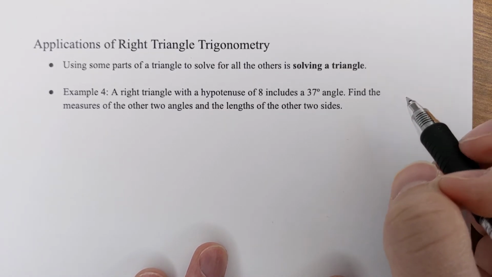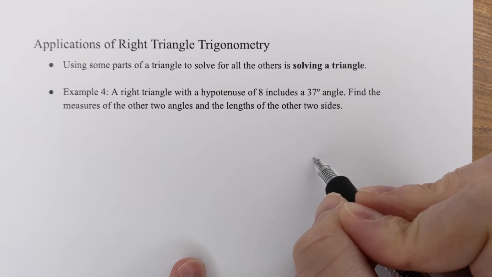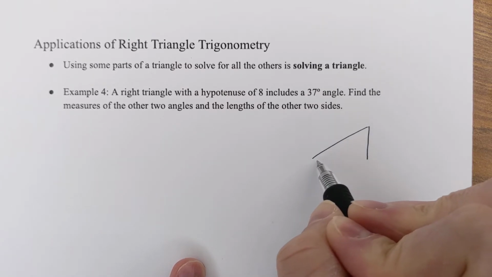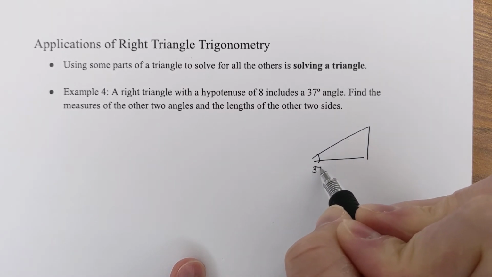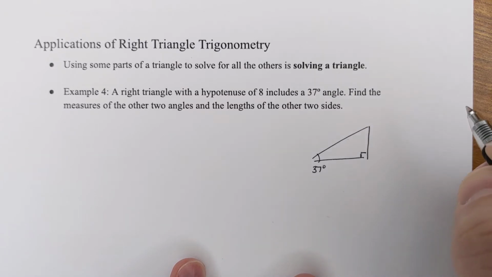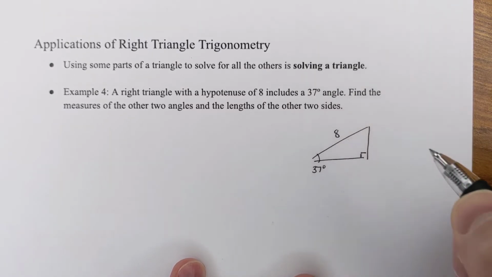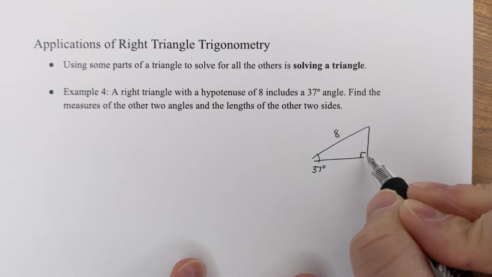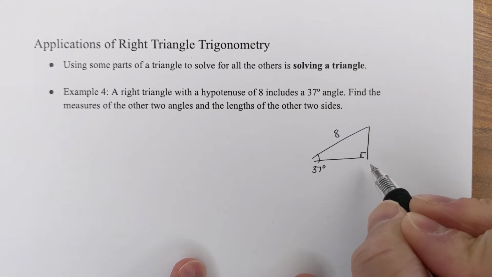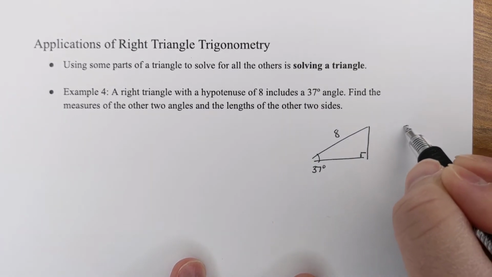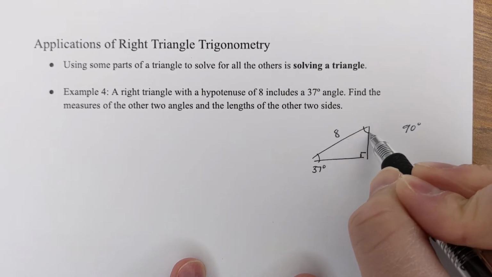So let's see here. We'll put our 37 degrees down here. There's our right angle. Hypotenuse is 8. Find the other 2 angles. Well, okay, so there's one. One angle is 90 degrees. The other angle's up here.